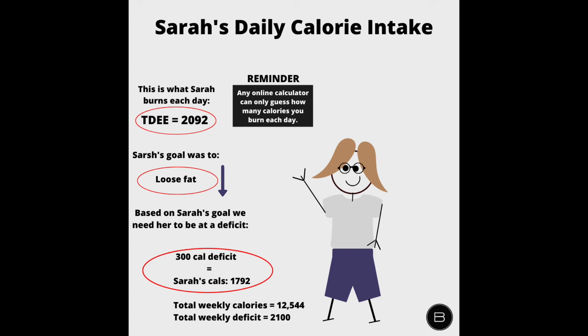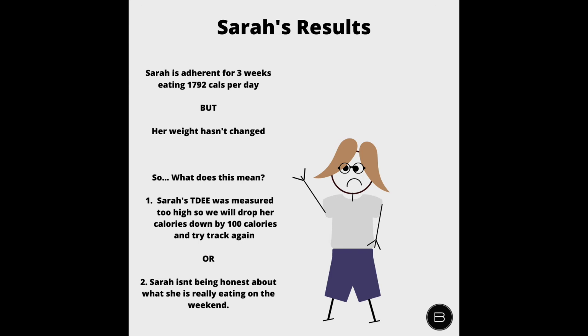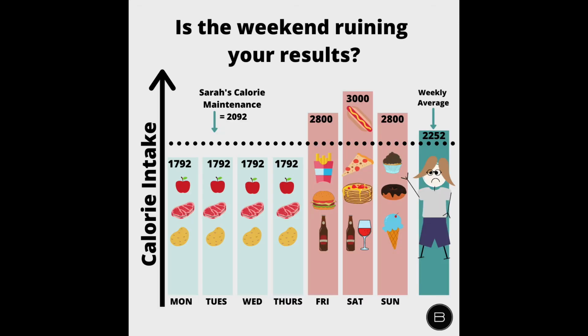Now from here, Sarah's going to track this and see how she goes. But Sarah is sad. She's been eating well and being very adherent for 3 weeks, but unfortunately, nothing has changed. So what does this mean? One, Sarah's total daily energy expenditure was measured too high, and then we reassess and measure, drop her down slightly, maybe 100 calories, and track again. Or what's probably happening is Sarah wasn't being honest, and what she's actually been doing is eating bad over the weekends. So take a look at this graph here.